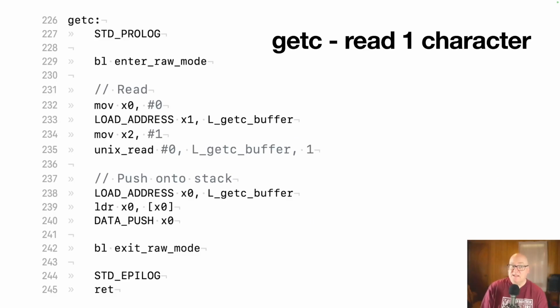To do getc, you first enter raw mode, then you do a one character read. That's 235. You've set up some registers and do that. And you take the value that results from the read, you load the address of the buffer, you get the constant that got read, and then you push that on our data stack. And then finally we exit raw mode.